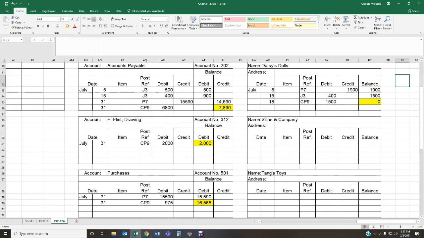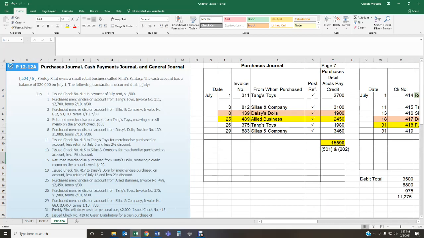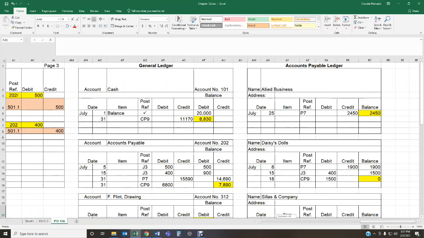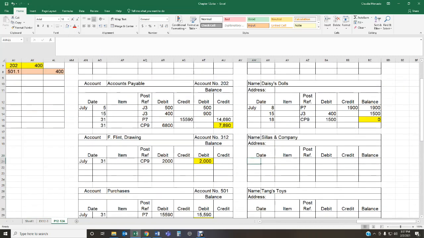Okay, next we have C.S. and Company. C.S. and Company, we made a purchase of $3,100 on the 3rd. So let's go take that over to C.S. and Company. That happened on July the 3rd. And this is post reference P7, purchases journal number 7. And we had a credit of $3,100. That is my balance. Okay.